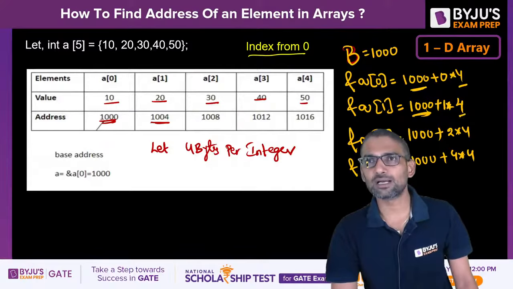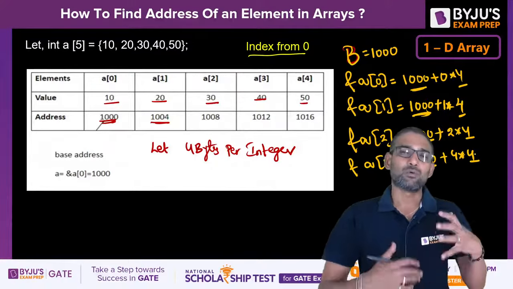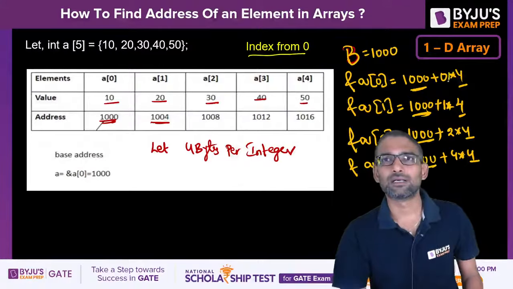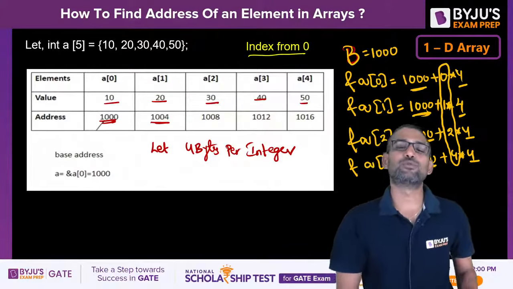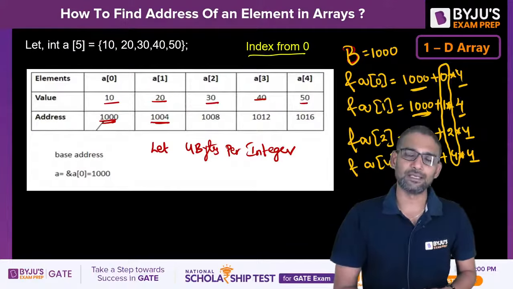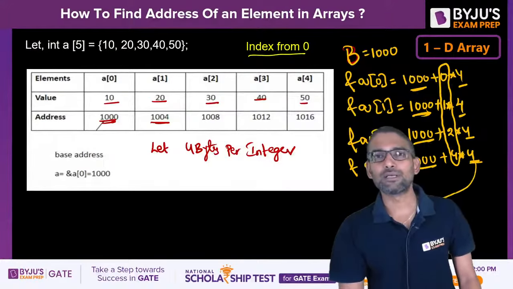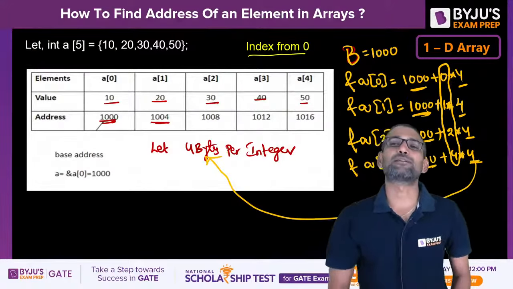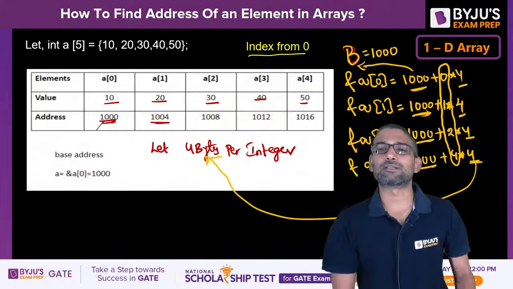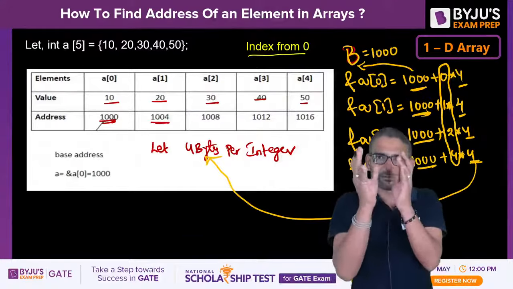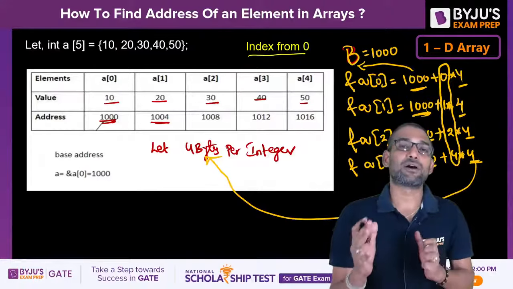and this 4 are always constant while finding the address. What is changing? The index. The index whose address you want to find is multiplied by this 4. This 4 is nothing but the size of an integer, and this 1000 is the base address. So if you observe this phenomenon, we can easily get the general formula.